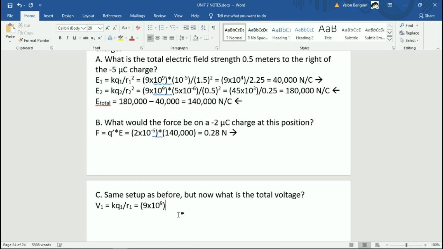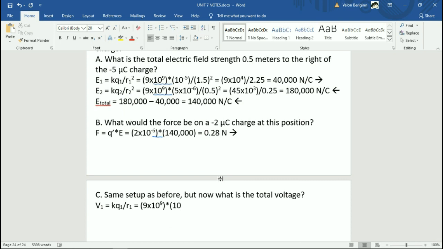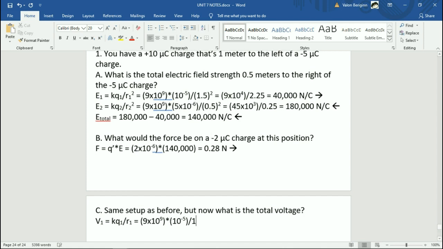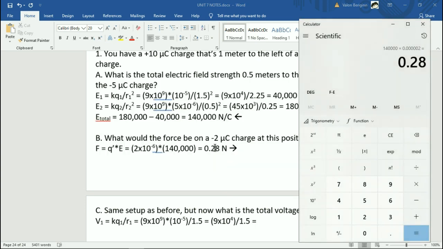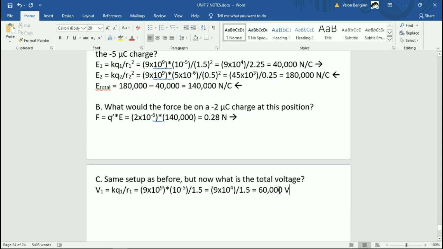Keep doing that. And the charge 1, again, this is your positive 10. So let's just jump ahead and say 10 to the -5, and then divide it by the same distance, 1.5, but it's not squared this time. So we end up with 9 times 10 to the 4 divided by 1.5. And that will be 60,000 volts.